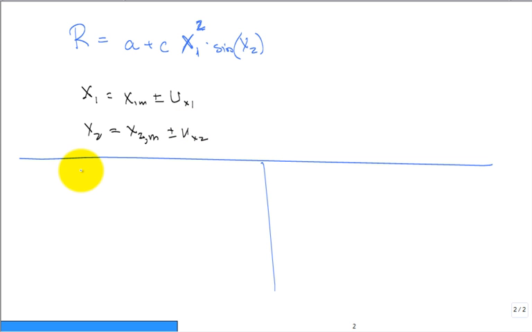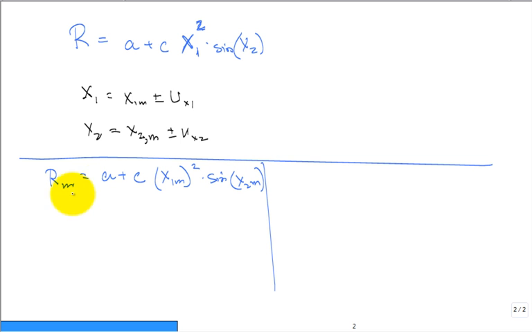One of the methods is the traditional method. And so for both of them, the mean response is simply the function evaluated at each of the means of the inputs. So you just take A and the C and you put x1 mean right there and you square it and you put the sine of x2 mean. It's the same for both of those approaches.